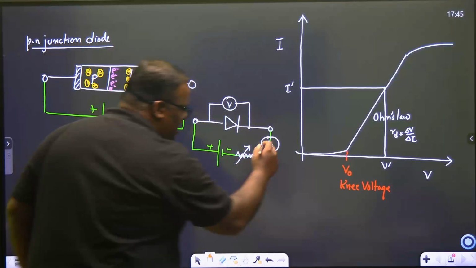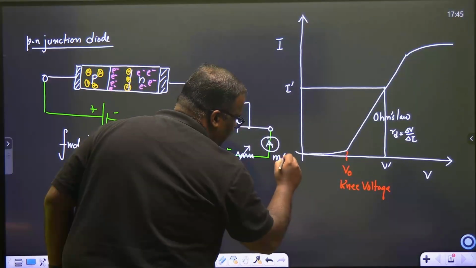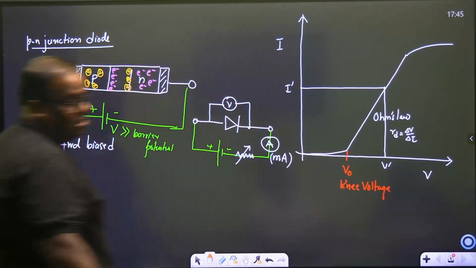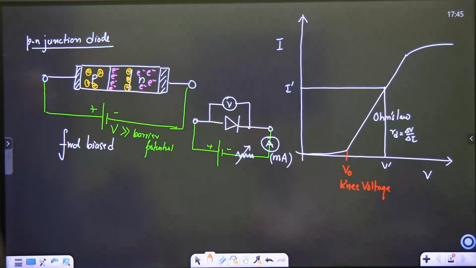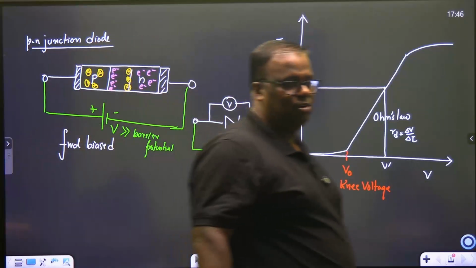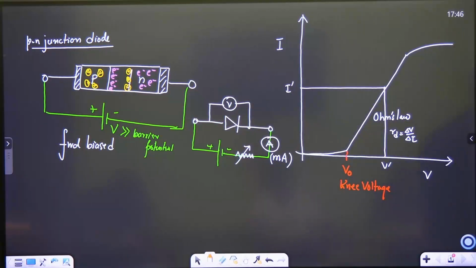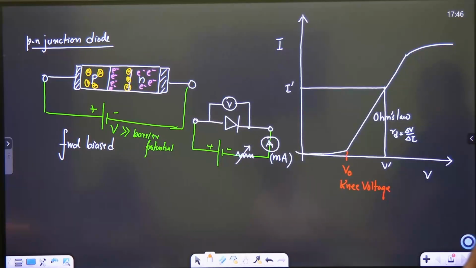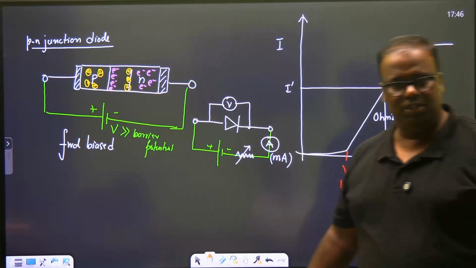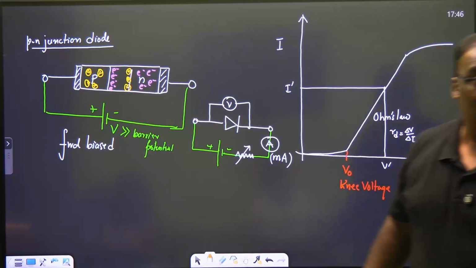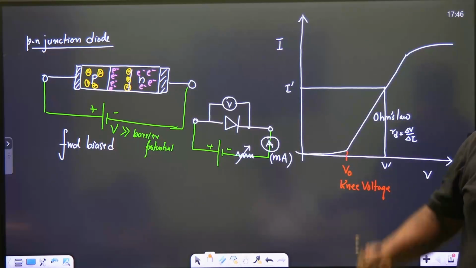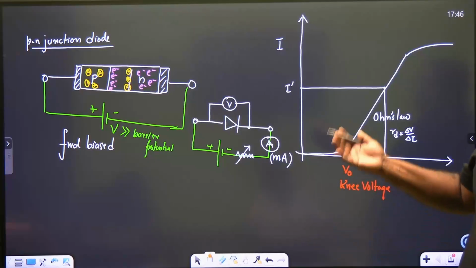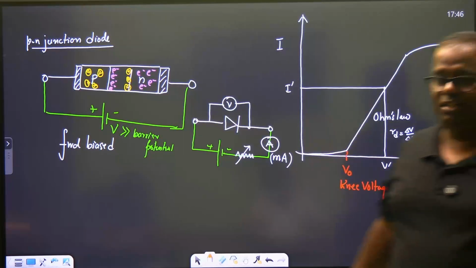In labs, this will be a milliammeter. Have you understood the basics of forward bias? Okay. So in forward bias, remember, the P terminal is connected to positive, the N terminal is connected to negative. Key points, although I'll narrate them to you: P terminal with positive, N terminal with negative. Current is due to majority charge carriers. Therefore, you will get very good current because majority charge carriers are carrying the current.